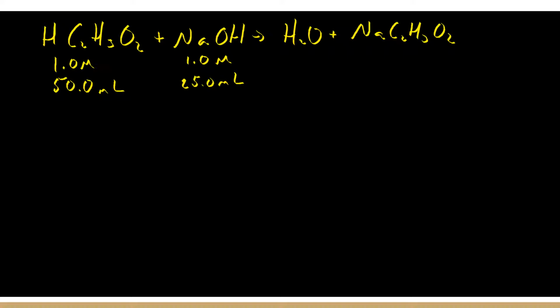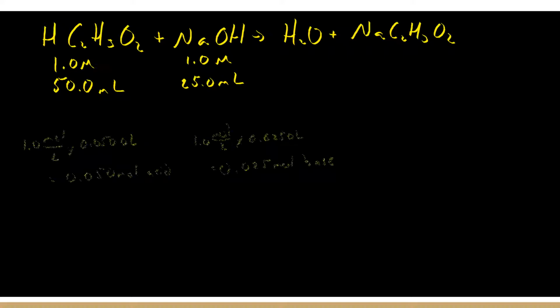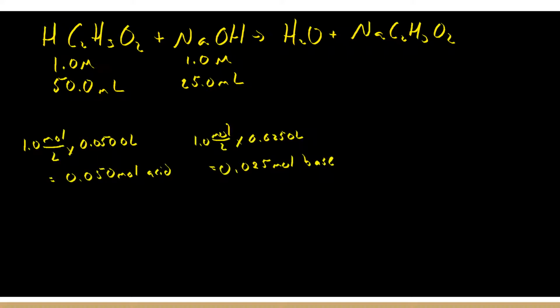All right. So what that means is 1 molar is 1 mole per liter of acetic acid times 0.0500 liters. Okay, you need to get the units to match up, which means we have 0.050 moles of our acid. And then a similar calculation is 1 mole per liter times 0.0250 liters equals 0.025 moles of our base.